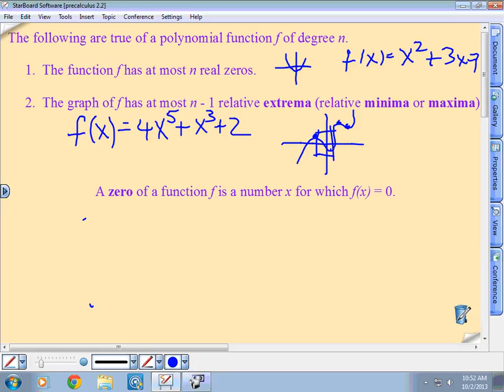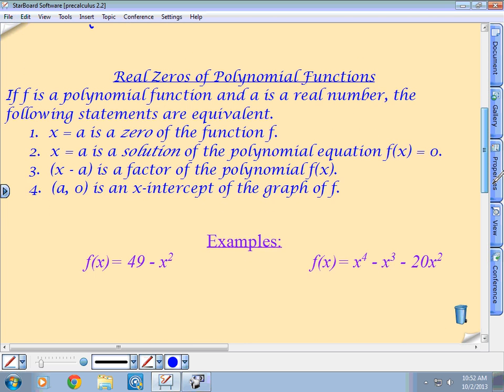Okay. A zero of a function f is a number for which f of x equals 0. So that's like an x-intercept. It's where the function equals 0. Oh yeah, I do have another page down here.